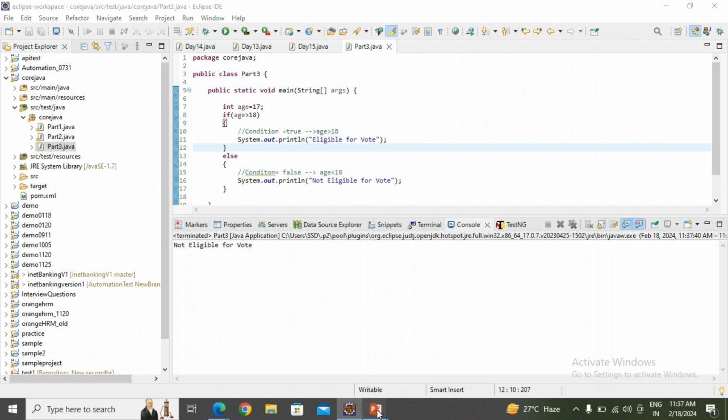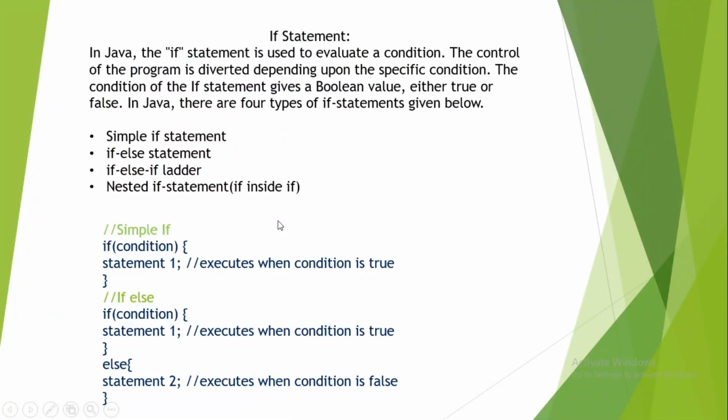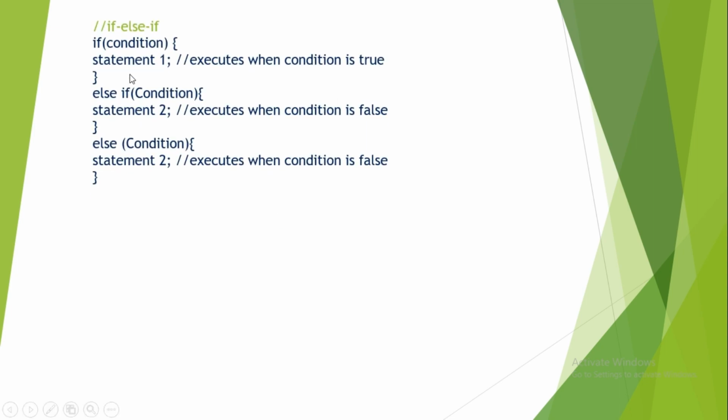Now we will see the next type of if, that is the if else if ladder. How do we create an if else if? Here is the if condition and the statements to be executed. If this first condition is not satisfied, then it will check for the second condition. If the second condition is not satisfied, then it will execute the third condition. Like this, we can have more than one else if.